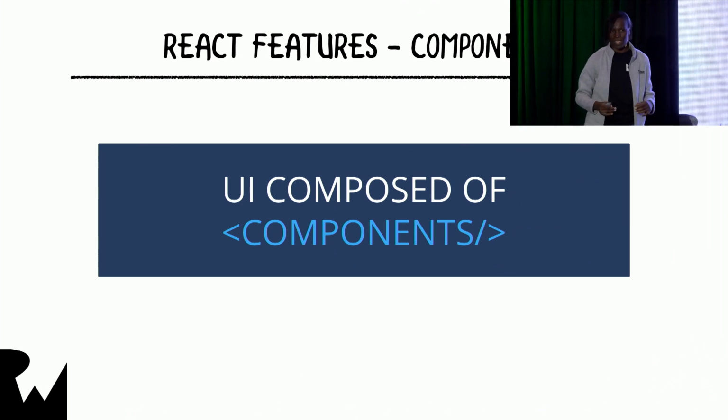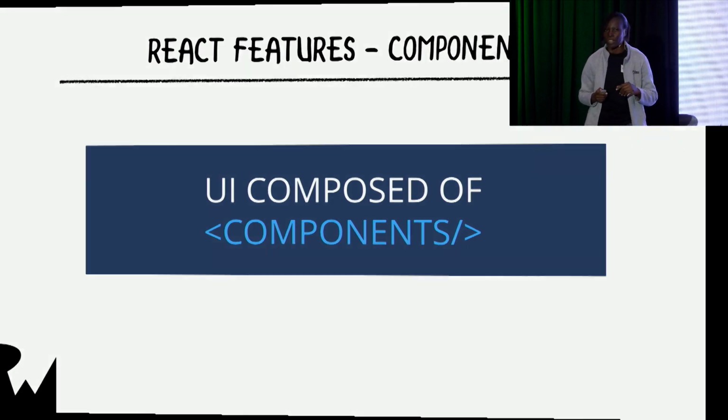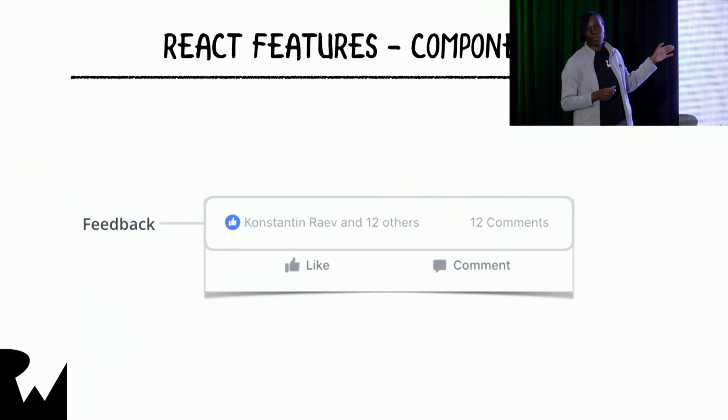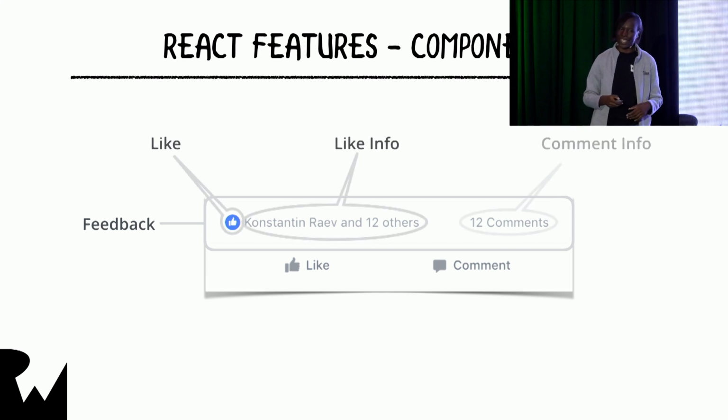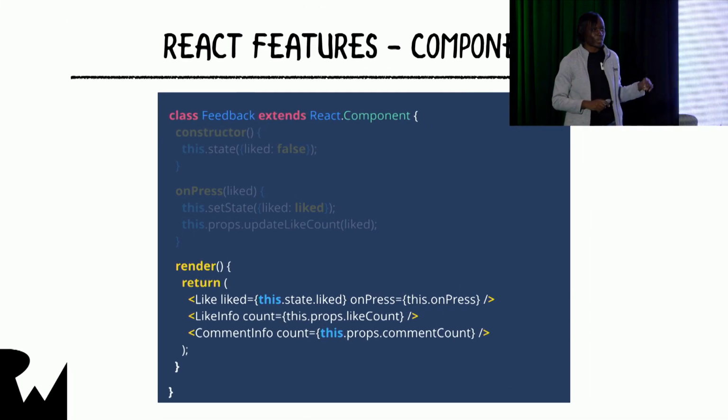Another feature that React does is everything is composed of components. So components are the basic building blocks. Let's take a look at, for example, something that would represent a feedback component. It could be composed of a like component, a like info, and a comment info. These could be separate things that could be reused in other contexts. And if you look at React code, it would look something similar to this. You would have a class, which in this case is a feedback component, and there's a render function, which every component should have, and there are 3 components that it's rendering at the moment.